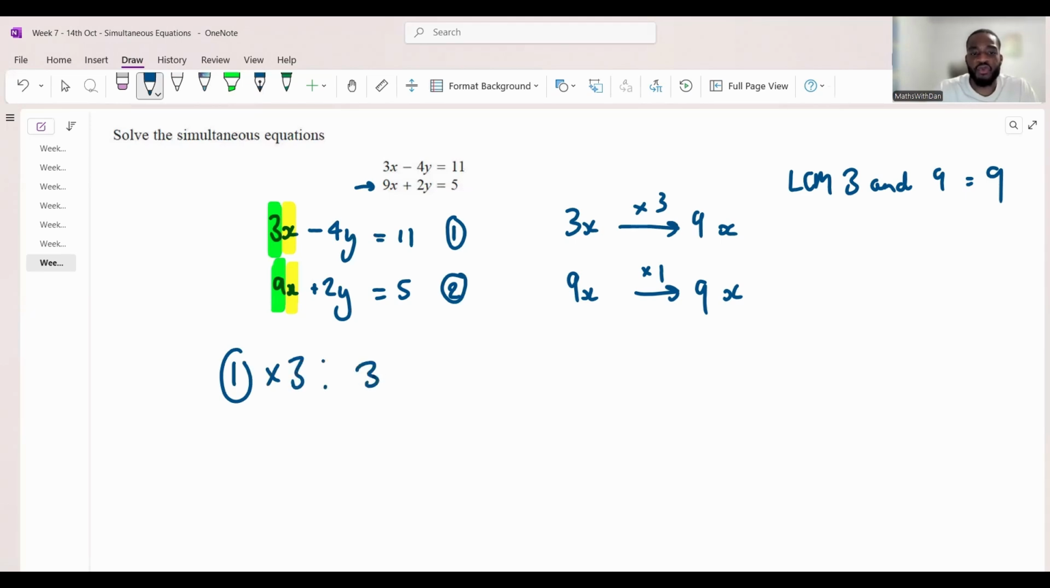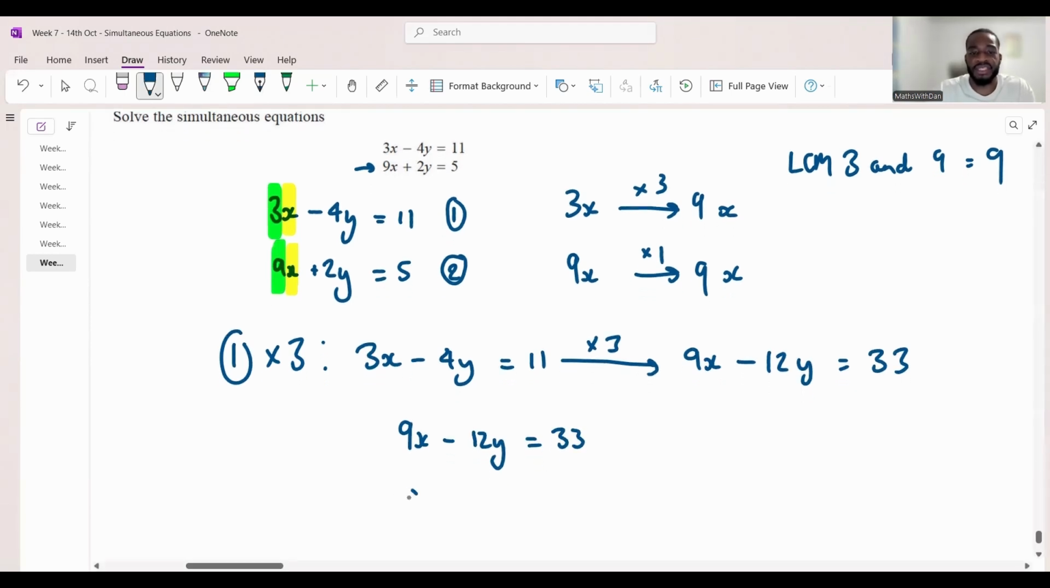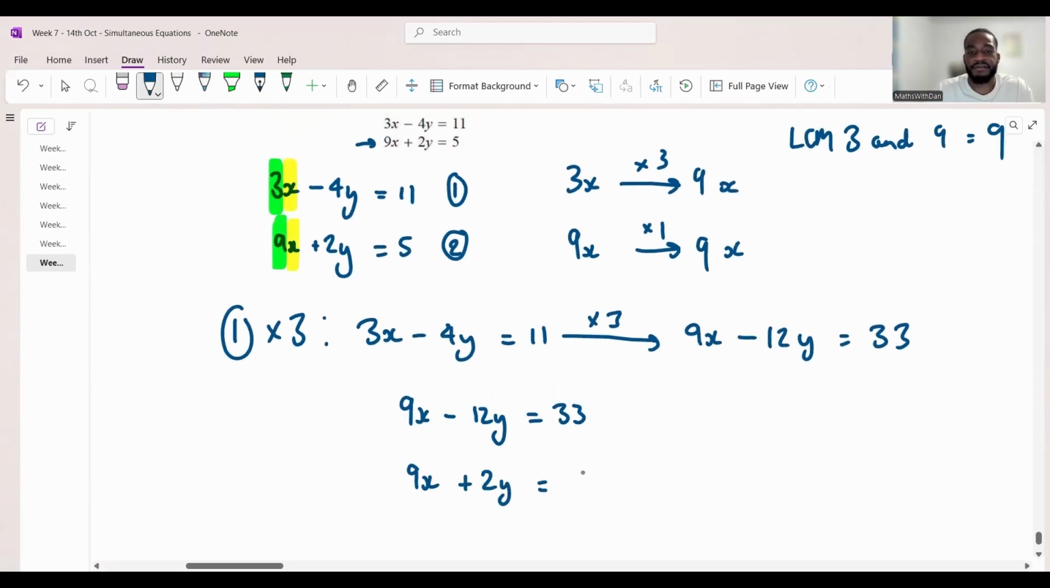If I do that, that will be 3x minus 4y is equal to 11, which means we're going to times that by 3. Times each of them by 3 is going to be 9x. 3 times 3x is 9x. Minus 4 times 3 is minus 12. And then 11 times 3 is 33. So that is going to be my new top equation. So now it's going to be 9x minus 12y is equal to 33 on the top. And then the bottom is going to stay the same. 9x plus 2y is going to equal 5.